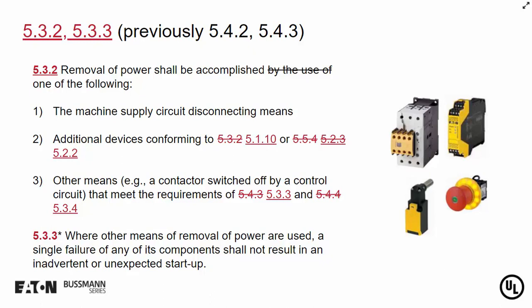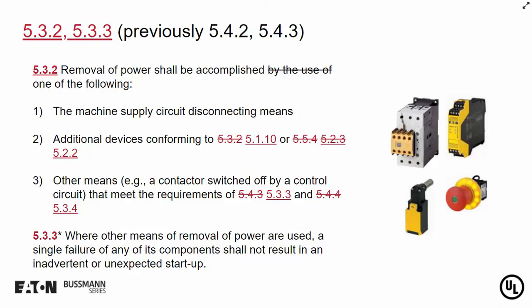A good example would be the manual motor controller, suitable as motor disconnect, that must be connected on the load side of a branch circuit protective device. Number 3, you can have other means, like, for example, a contactor can be used to isolate a circuit. Other means are covered in 5.3.3 and 5.3.4.